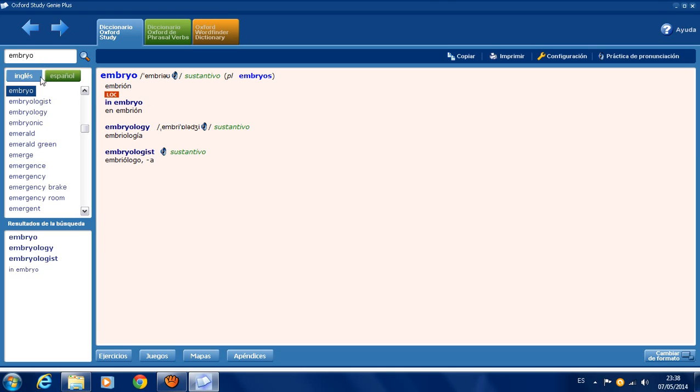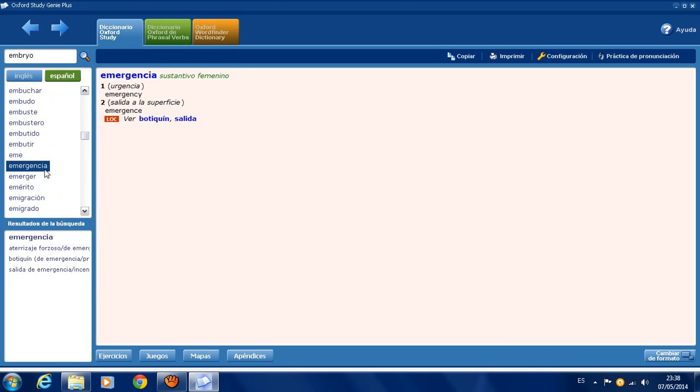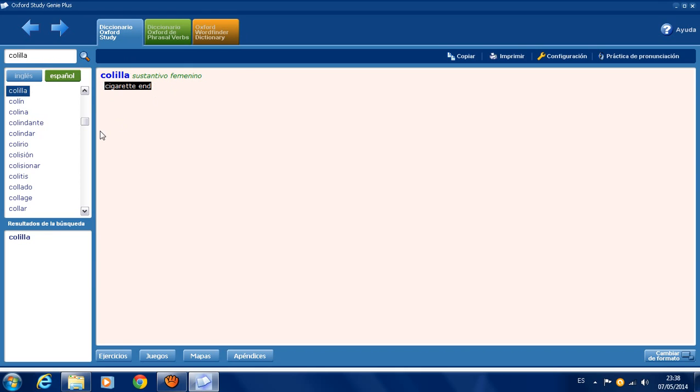Well, this is for the English to Spanish dictionary, but we can also do it vice versa. In Spanish it doesn't have the pronunciation, but still, let's look at a word that is not that common and that we don't know how to say in English. How about this word, let's say colilla? When you finish smoking a cigarette, then you have a colilla. It's a cigarette end. Actually not that difficult. I thought it was cigarette butt, but okay.